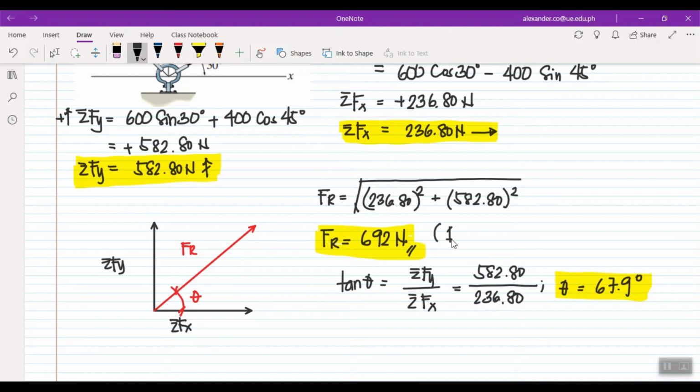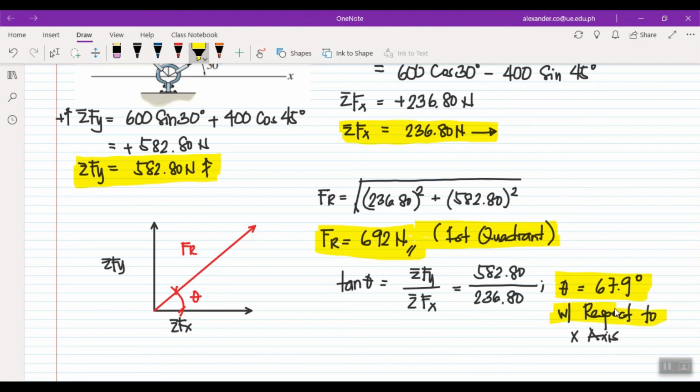kung medyo mahigpit yung professor nyo. Lagay natin first quadrant. Ito, theta with respect to x axis. Lagay ko na lang din, pero may drawing na naman din dyan eh. Okay, pero para safe, baka yung prof nyo ayaw ng ganyan, at least ito, kompleto, recados, malinaw na malinaw.